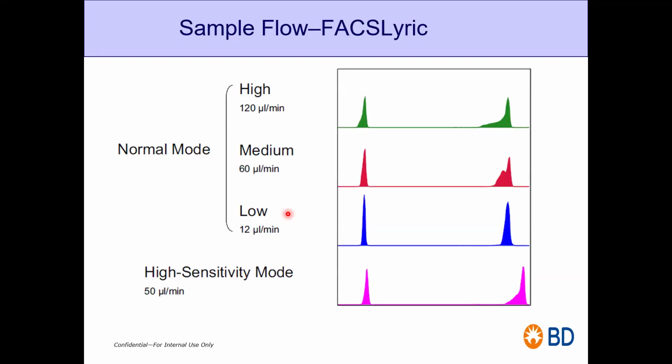High sensitive is again in between your medium and low. So that is for when you want your sample to be run at a good amount of speed, but then you also want a bit more resolved population.